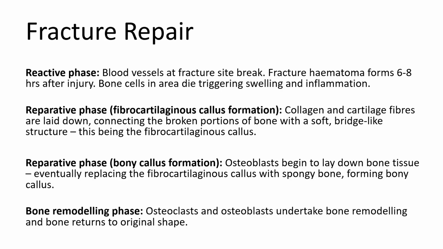We then have the reparative phase. This starts with the formation of the fibrocartilaginous callus, with collagen and cartilage fibers being laid down to connect the bone portions together with a soft bridge-like structure, this being called our fibrocartilaginous callus. We then move into the bony callus formation portion of the reparative phase. Osteoblasts begin to lay down bone tissue, eventually replacing the fibrocartilaginous callus with spongy bone, forming our bony callus. Finally, we have the bone remodeling phase, where osteoclasts and osteoblasts undertake bone remodeling and the bone returns to its original shape.